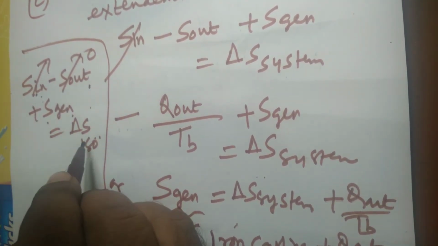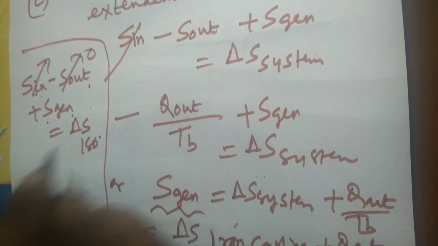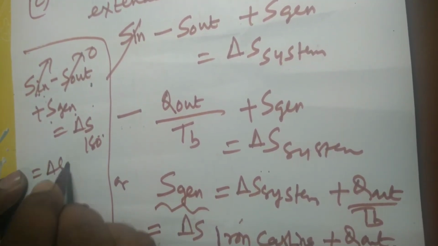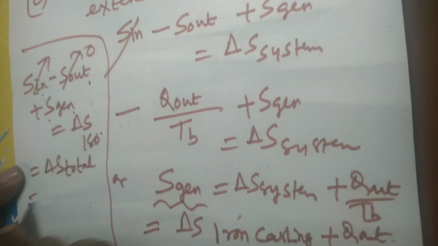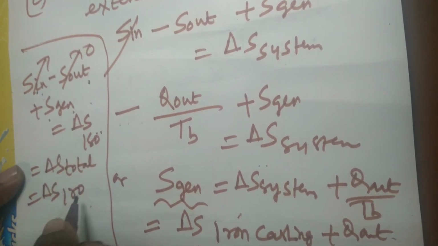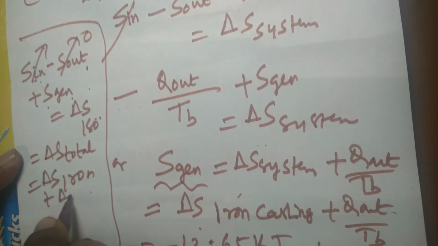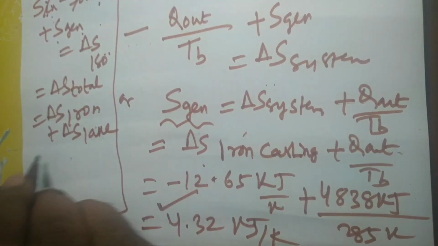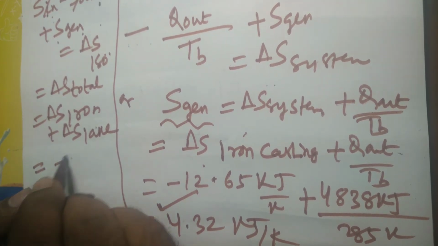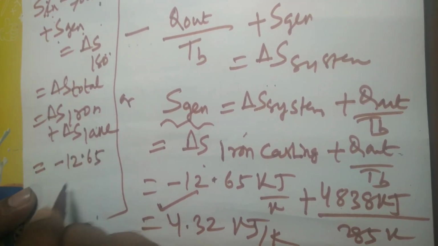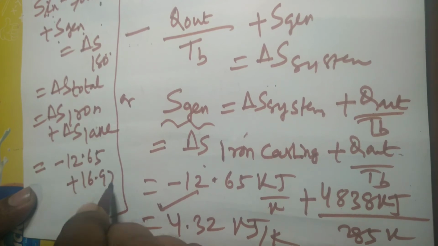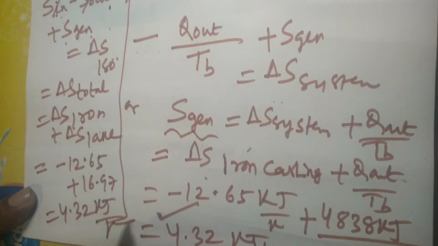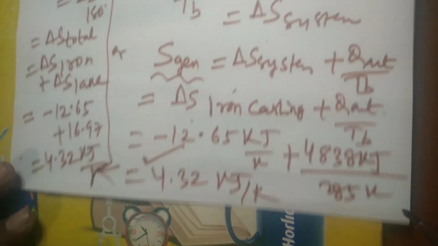So if there is no interaction, then these two terms will be zero. So entropy generation will be only delta S total. Delta S total means delta S of iron plus delta S of lake, which we have already calculated. So entropy generation will be minus 12.65 plus 16.97, that is 4.32 kilojoule per Kelvin. So in both these ways we can solve.